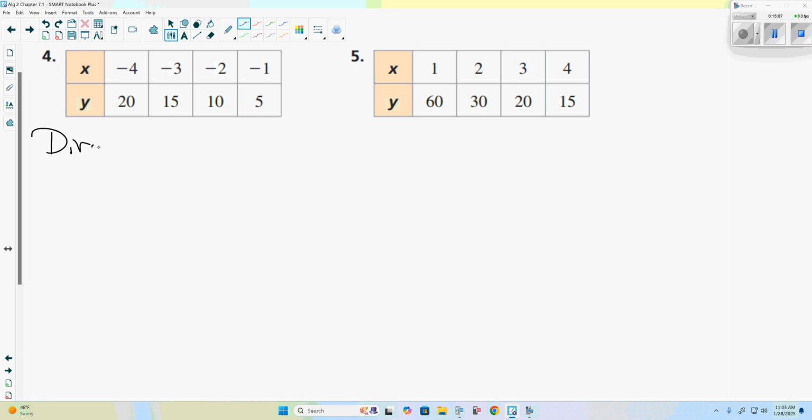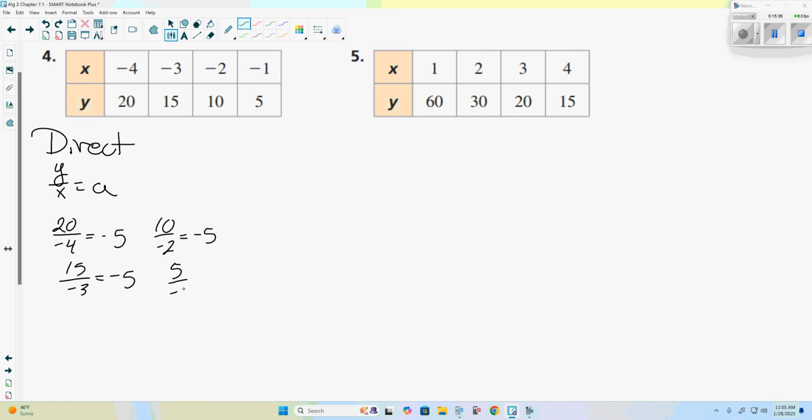Look at number 4. Direct, y over x equals a. So we can start off with 20 over negative 4. 20 divided by negative 4 is negative 5. 15 divided by negative 3, negative 5. 10 divided by negative 2 is negative 5. And lastly, 5 divided by negative 1 is negative 5. So this one here would be direct.